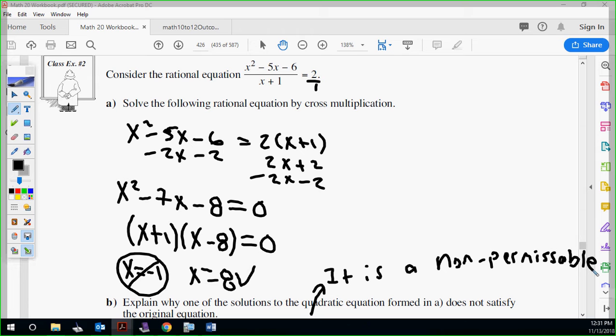If you do plug it all the way in, you get a 0 over a 0, and 0 over 0 is actually undefined, but it still doesn't equal 2. So you know it doesn't work that way. Factor the top out. So the top factor would be, right? Nope. Oh no, you're right. So you're factoring the top.